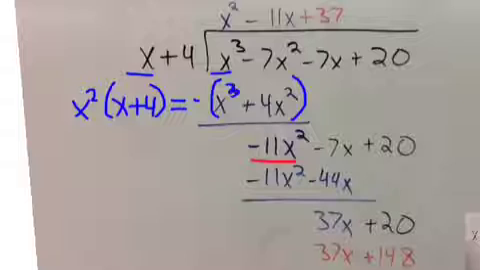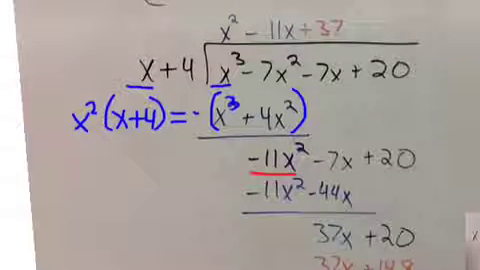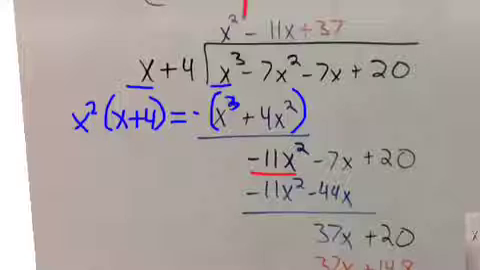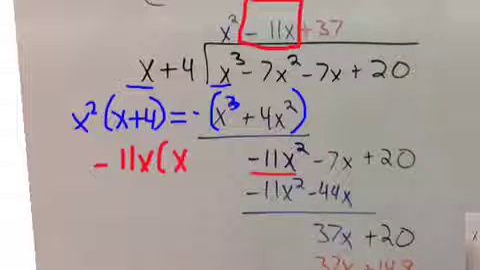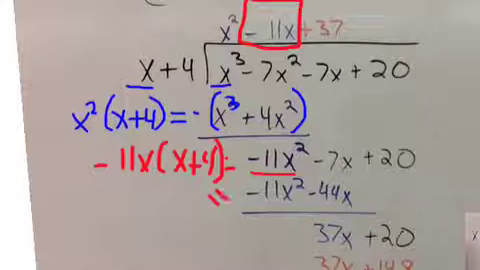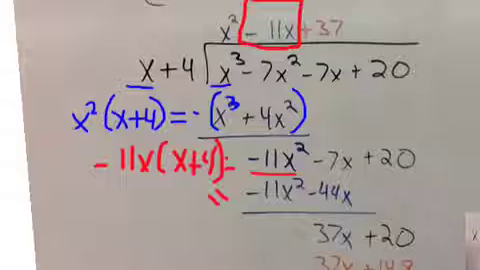X times what gives us negative 11x squared? What you find is you get that negative 11x here. And you're going to go back and do the distributive property again. Negative 11x times x plus 4 gives us this, and it goes down to this line. So negative 11x times x gives you negative 11x squared, and negative 11x times 4 gives you negative 44x. And you're subtracting that.